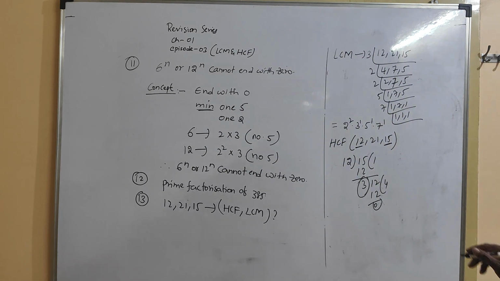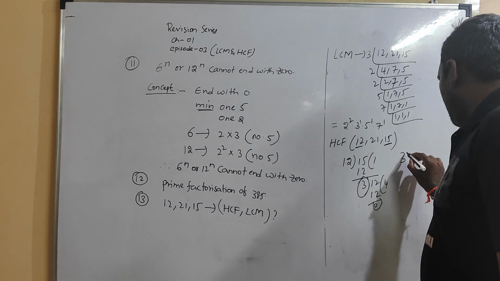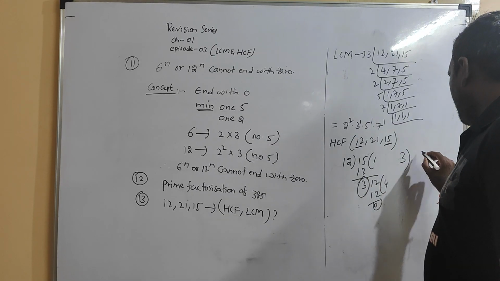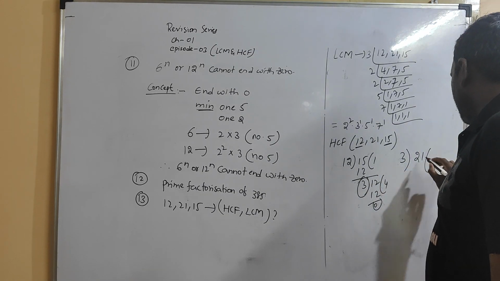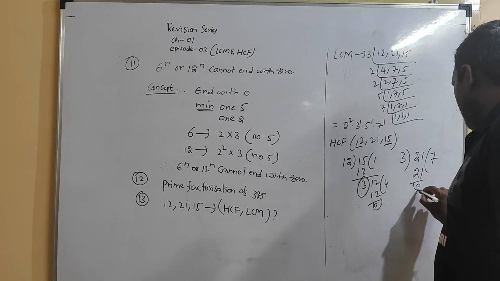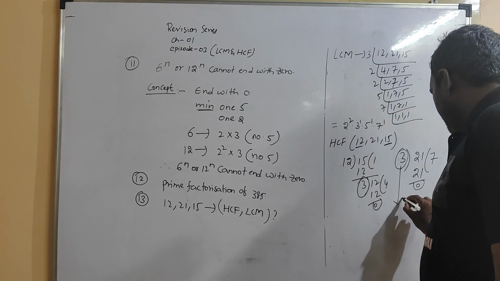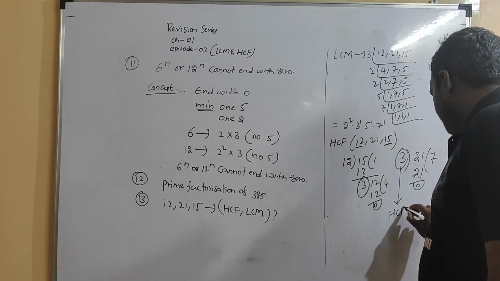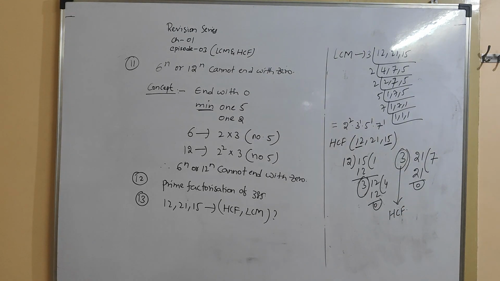Now we have to do it for 3, the answer you got, and the number left, 3 and 21. 3 sevens are 21, 0. So 3 will be your HCF. Like this you have to do. 3 will be your HCF. Am I clear or not?